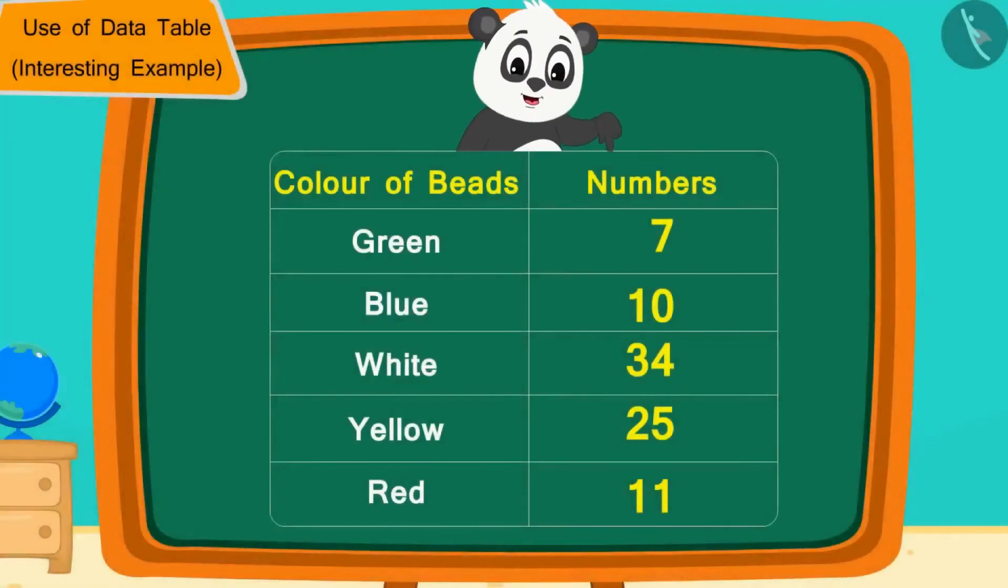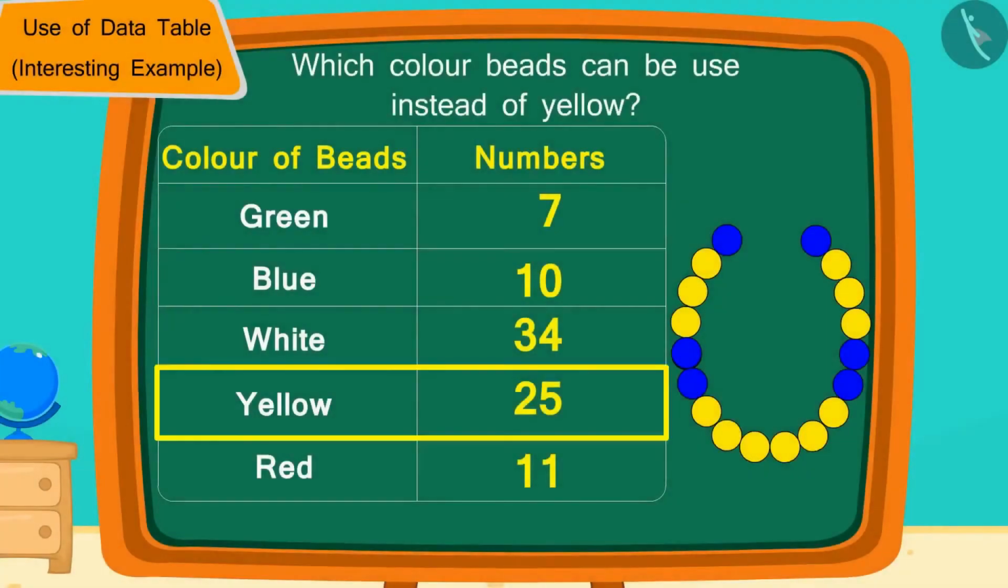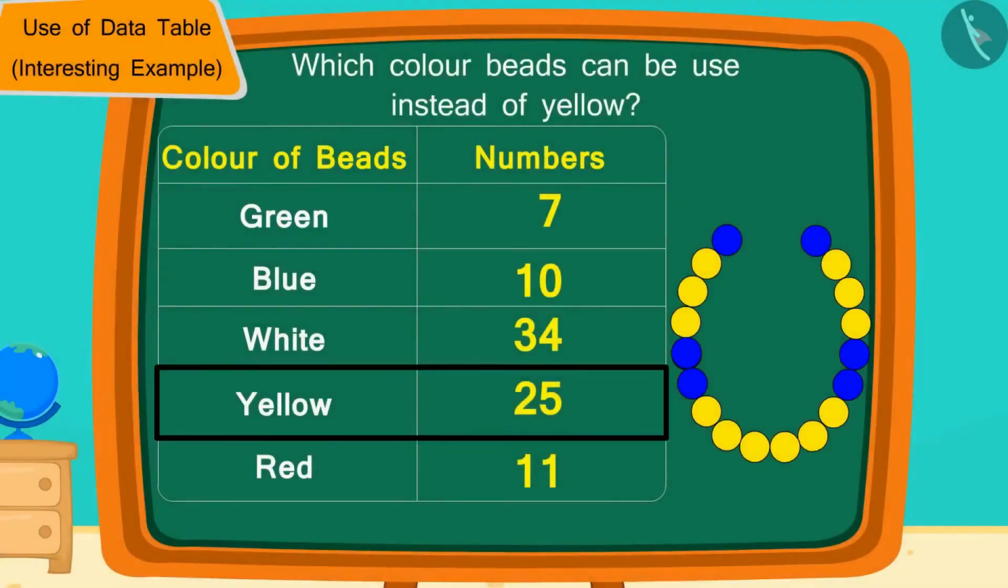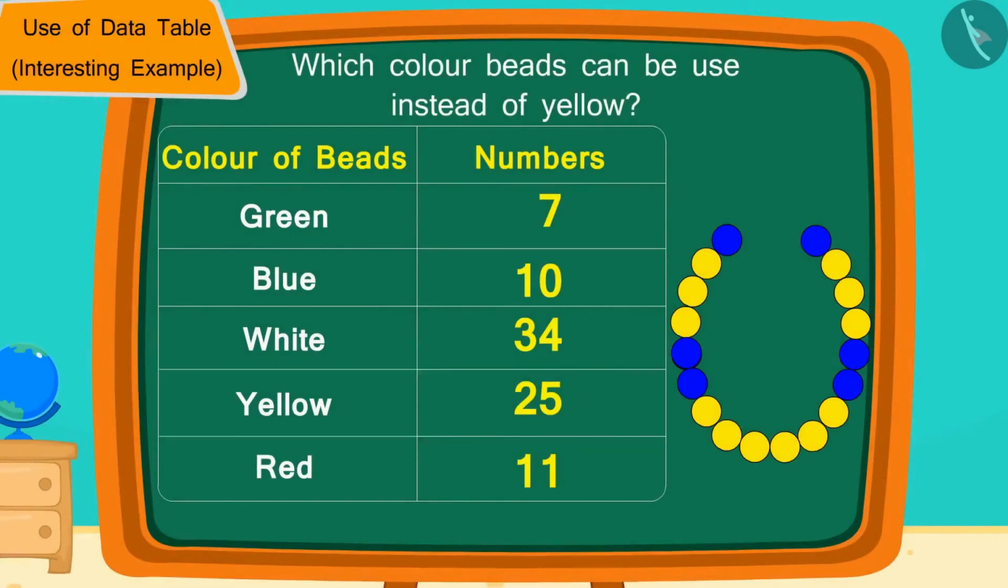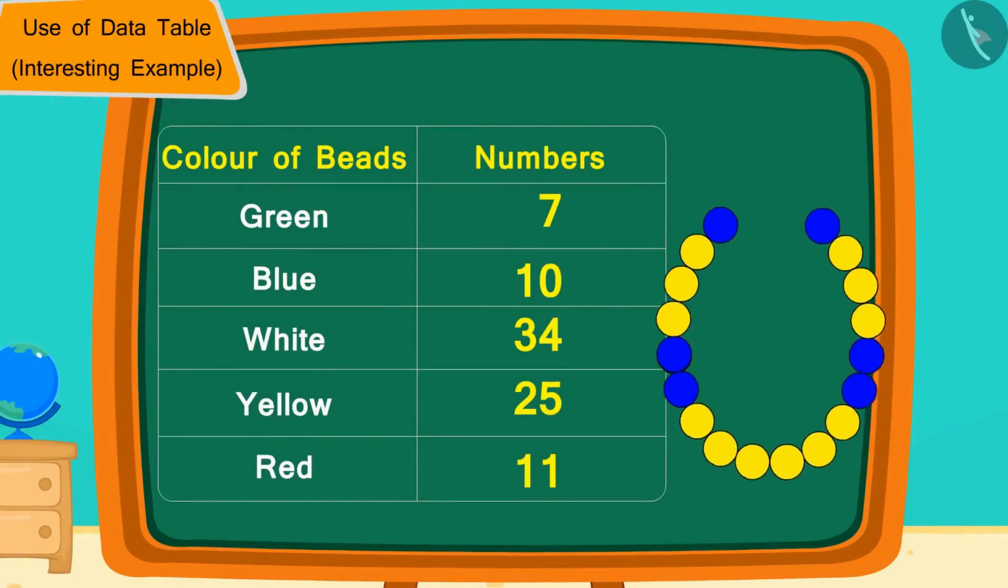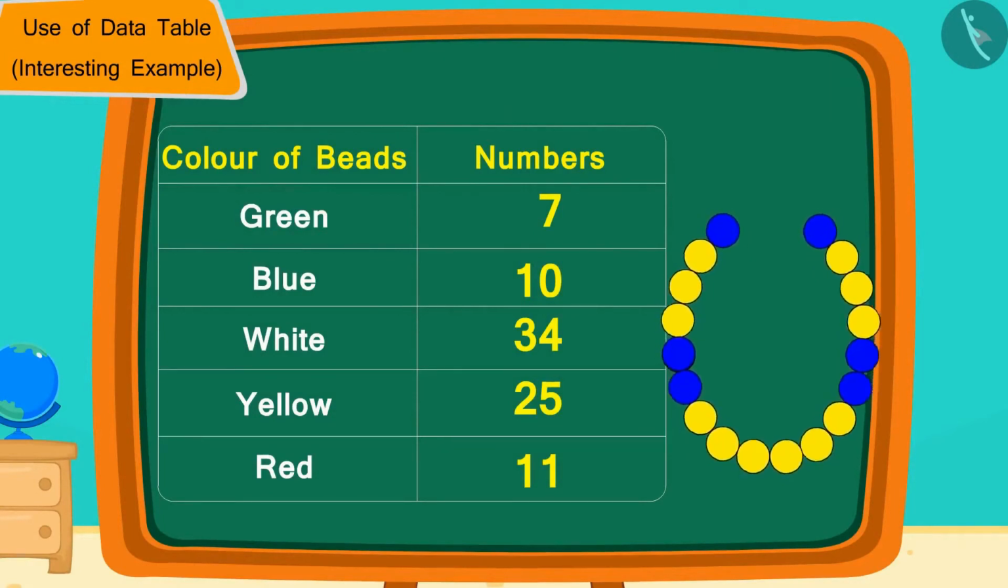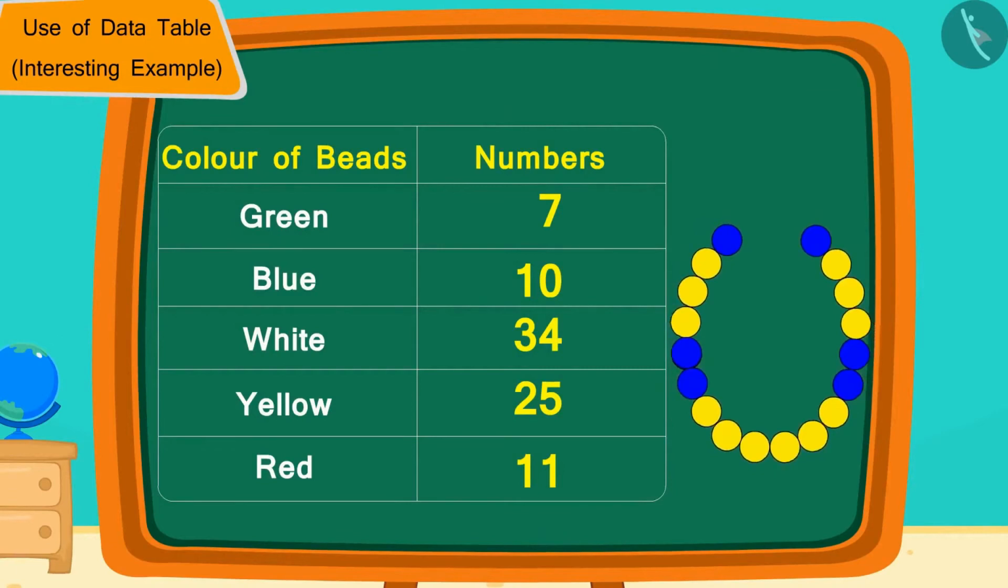Golu looked at the table and said, Chanda, we can use one of the other color beads too, instead of the yellow beads. Which color beads can Chanda use instead of yellow colored beads? That's correct. According to the design made by Golu, Chanda needs 12 yellow beads.